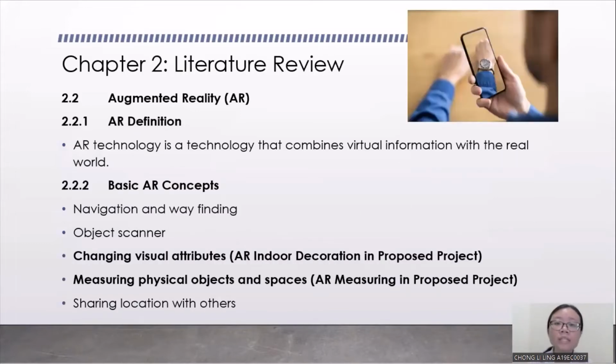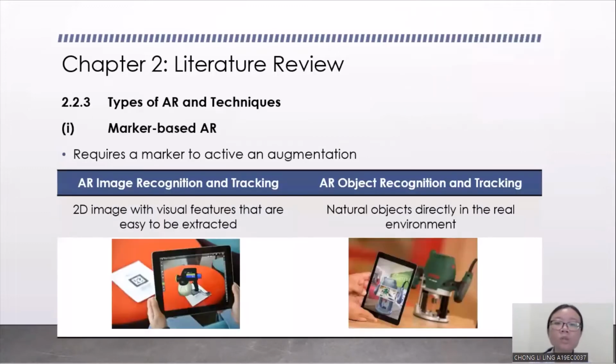So for Chapter 2, the literature review, augmented reality AR is a technology that combines virtual information with the real world. So there are 5 basic AR concepts. So there are 2 types of AR and techniques. The first one is marker-based AR. Marker-based AR requires a marker to activate an augmentation, such as an image and object as the AR marker.